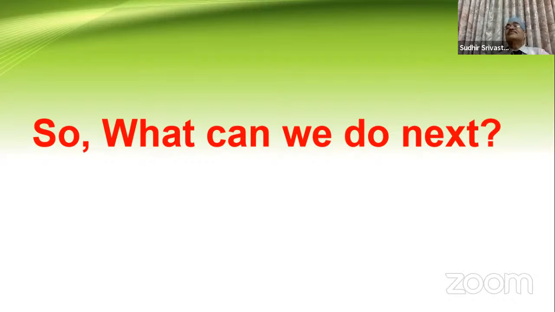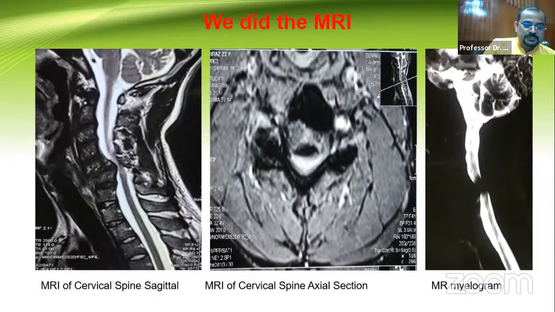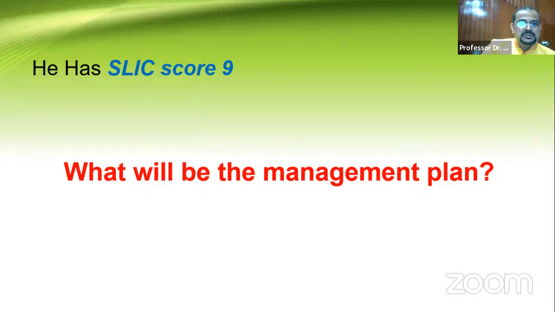Okay, thank you, sir. You just see the MRI of the cervical spine, sagittal view. You just see how much compression there is at C5-C6 over the cord. This is the axial MRI section at C5-C6, and this is the MRI myelogram, just like a curtain section. Dear audience, he has a SLIC score of 9. What will be the management plan next? What is in your mind?